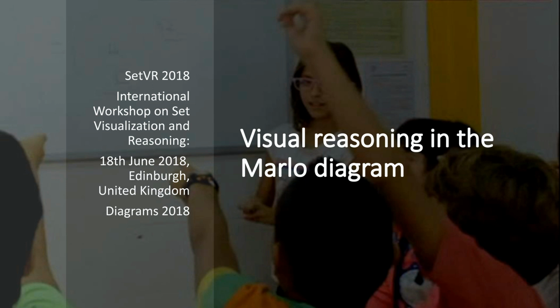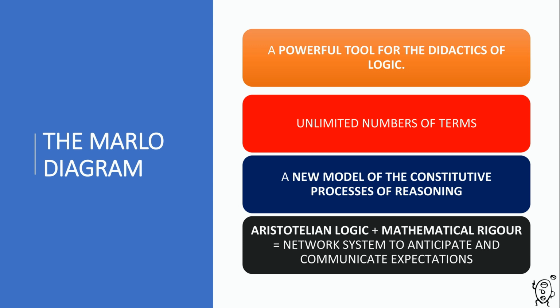Visual reasoning in the Marlo diagram. The Marlo diagram can operate with an unlimited number of terms and is a powerful tool for the didactics of logic that could become a new model of the constitutive processes of reasoning. The diagram reconciles the Aristotelian logic of the middle term and mathematical rigor through the generation of a network system that seeks to explain how cognitive systems organize information to anticipate and communicate their expectations.